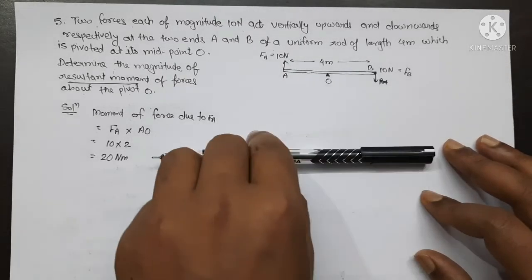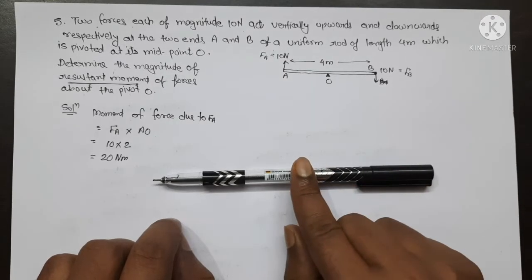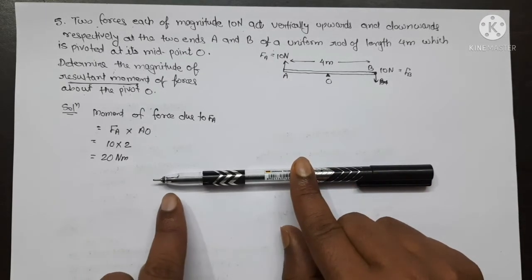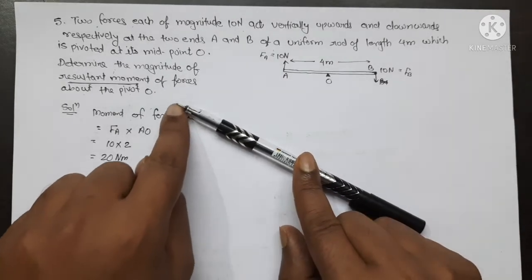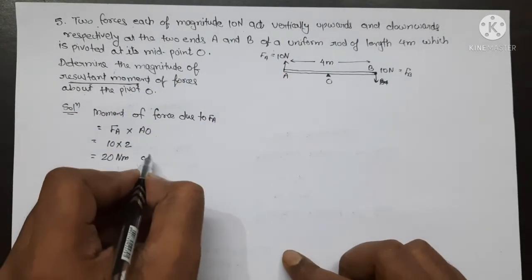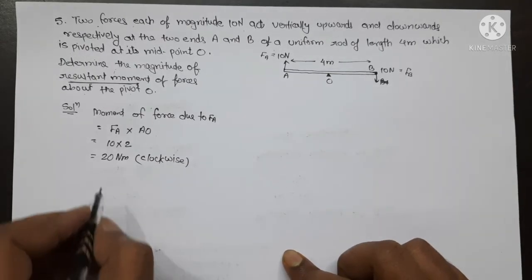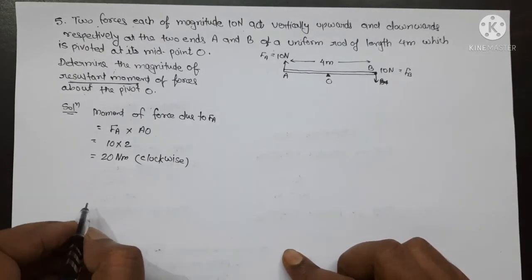Now decide whether it is clockwise or anti-clockwise. See, this is a pen, or you can say the rod, and this is a pivoted point, which means this point is fixed, and we are applying force in the upward direction. So this will rotate like this. So the motion will be in a clockwise direction, or you can write it as minus 20 Newton meter.